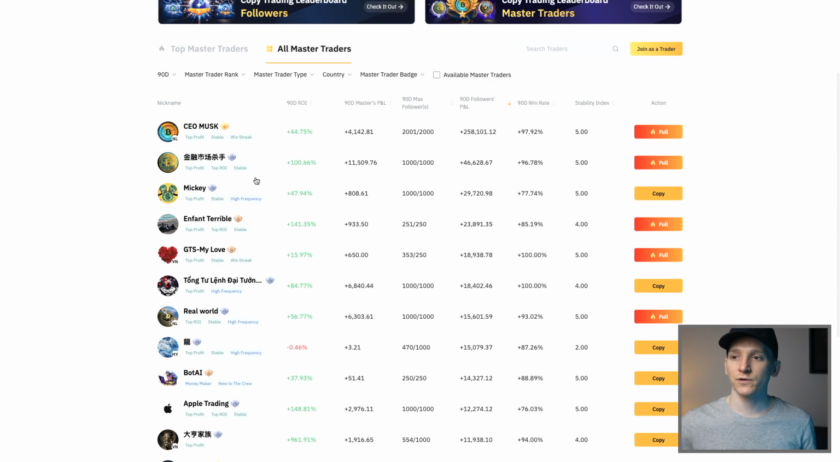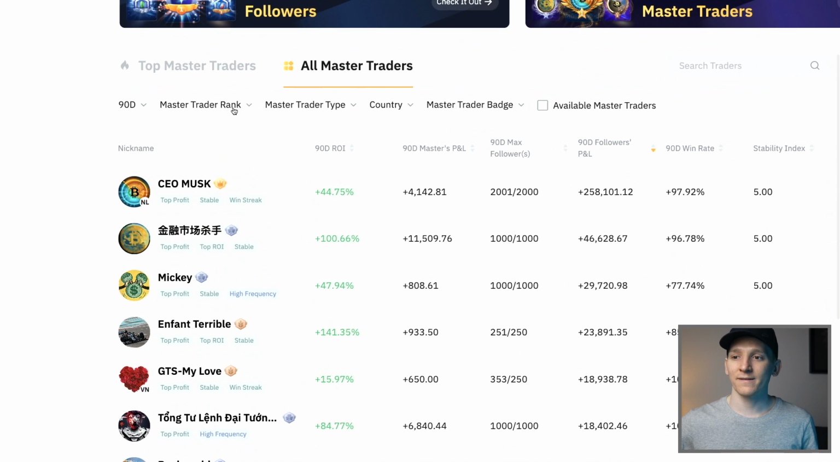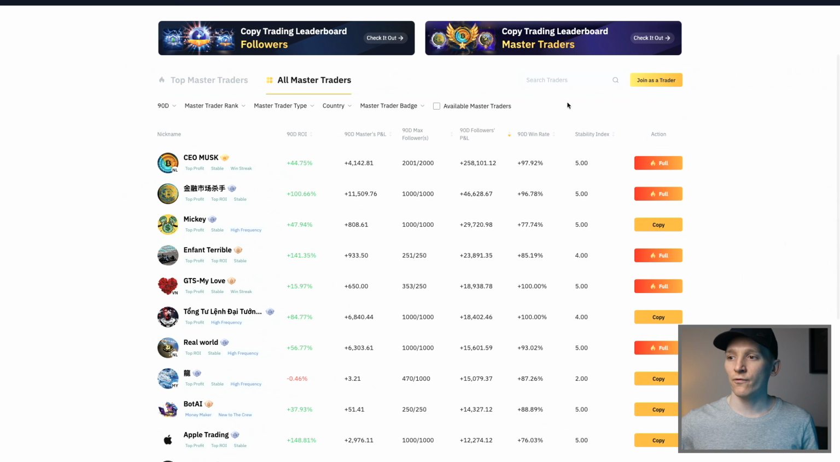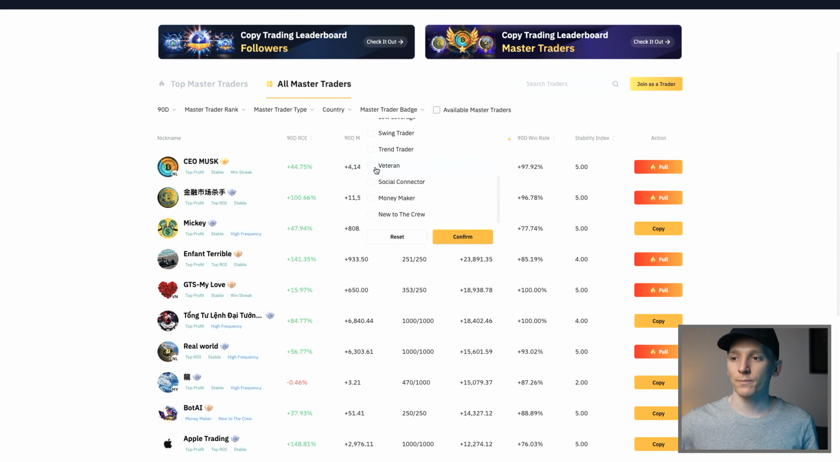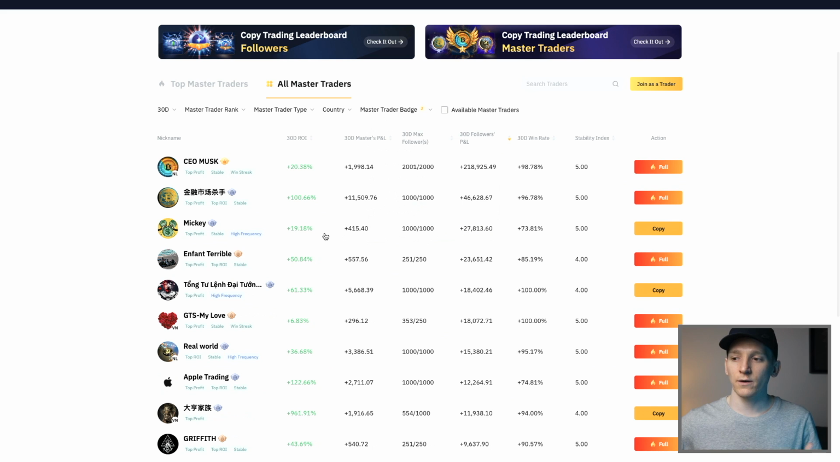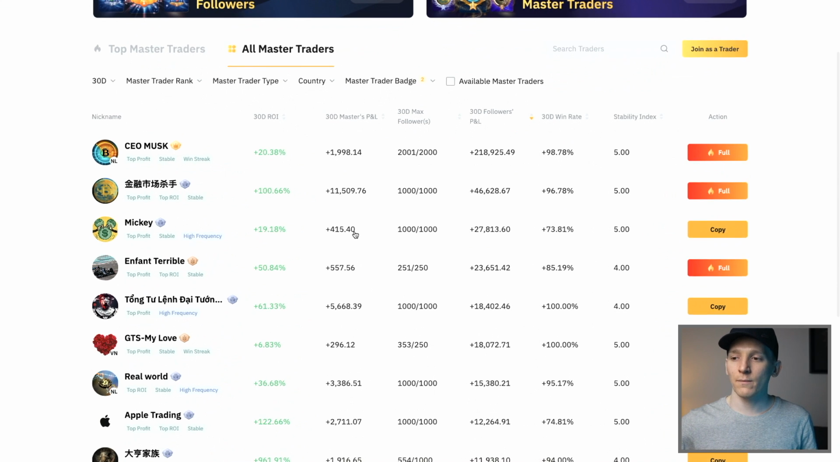But if we are looking for traders, what we can do is let's see their rank overall, or we could see their actual performance. So what we want to do is top profit or win streak or high frequency. So what I would do probably is top ROI right here and top profit, and then probably veteran if you want people that have been around for a while. But let's just do confirm, and that kind of weeds out people that maybe have got lucky over the past 7 days or have a shorter history. So that's how I would rank some of these traders.